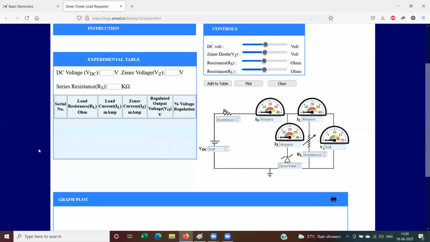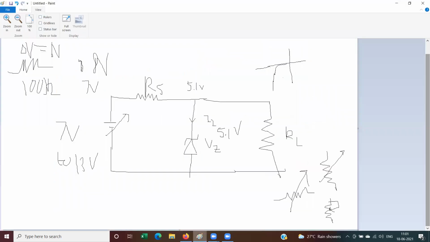See, this circuit is almost similar to the previous one, but here voltage VDC is fixed, but this RL is now variable. Very, very similar to the last one. There VDC was variable, RL was fixed. Here it is opposite. Here VDC is fixed, but RL is variable. So let us just see how this circuit is supposed to work.